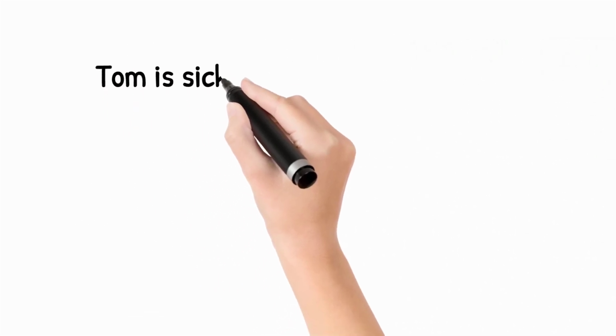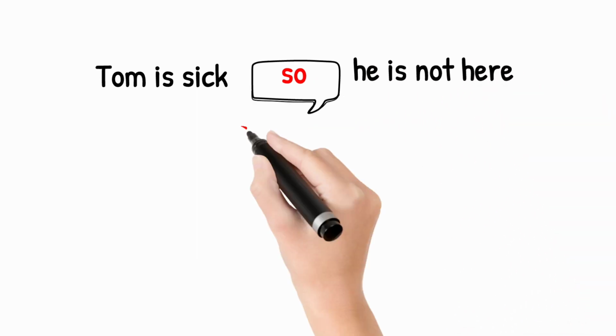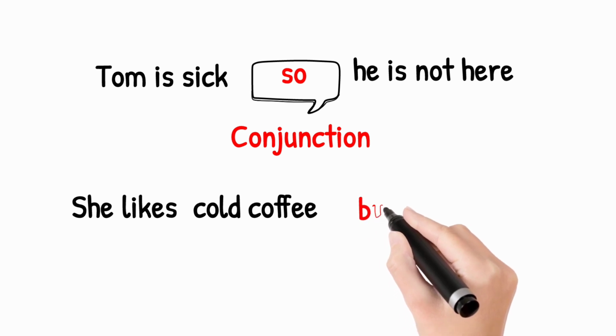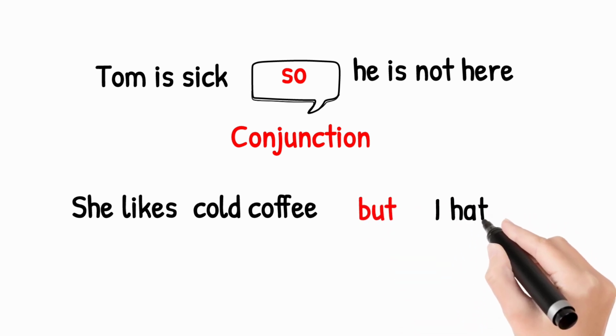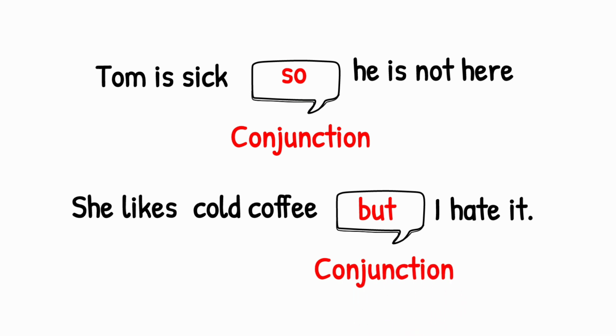Tom is sick, so he is not here. So is a conjunction. It joins two sentences. That is, Tom is sick, he is not here. She likes cold coffee, but I hate it. But is a conjunction. It joins the two sentences. She likes cold coffee, I hate it.